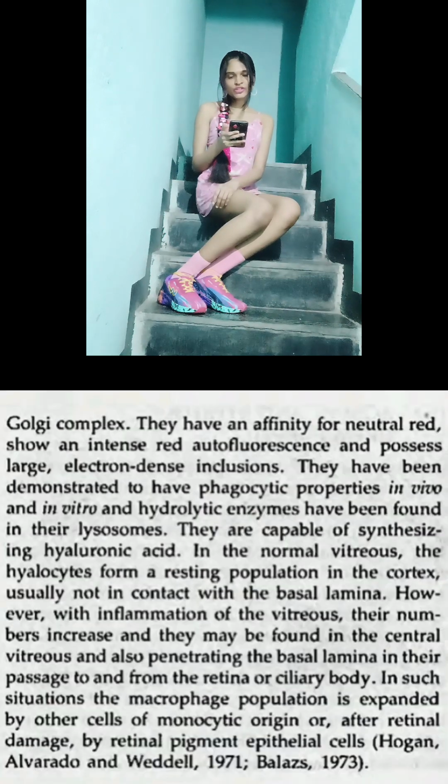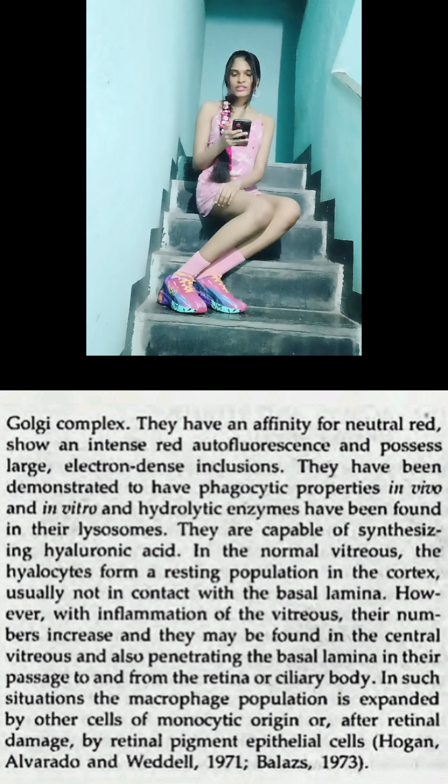The hyalocytes are phagocytic cells which contain many lysosomes, some phagosomes and a prominent Golgi complex. They have an affinity for neutral red, show an intense red autofluorescence, and possess large electron-dense inclusions. They have been demonstrated to have phagocytic properties in vivo and in vitro, and hydrolytic enzymes have been found in their lysosomes. They are capable of synthesizing hyaluronic acid.